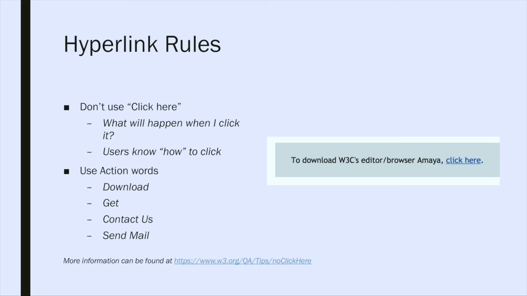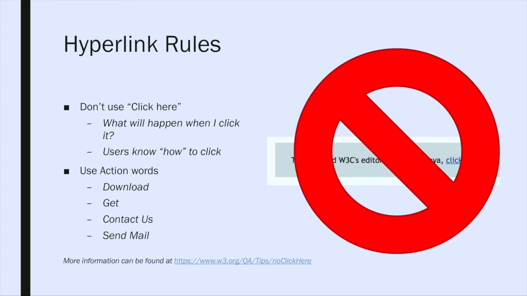A few hyperlink rules. Don't use click here. Back in the 1990s, click here was a very overused phrase on the web, and everything had click here attached to it. Nowadays, click here is sort of old school and not really a good practice to use, because for most people, when they see click here, they don't know where it'll go or what will happen to it. Most people know how to click. So instead of saying click here, you can use action words such as download, get, contact us, or send mail. Because basically, as a bad practice, you shouldn't use the words click here.